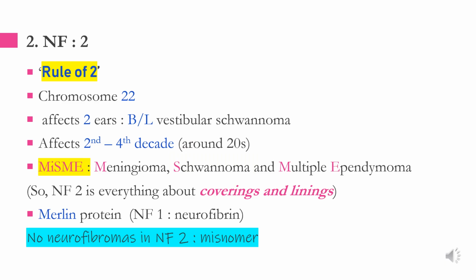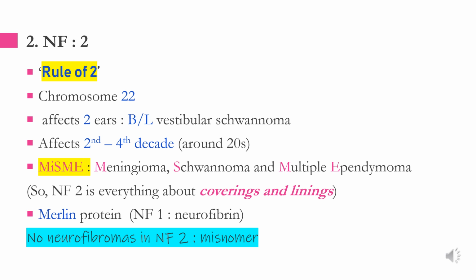So now about neurofibromatosis type 2, you have to remember three things in case of NF2. First is rule of 2. NF2 is associated with chromosome number 22. It affects 2 ears, that is bilateral vestibular schwannoma, and it affects age group in case of second and fourth decade, so around 20s. So this is rule of 2 in case of NF2.